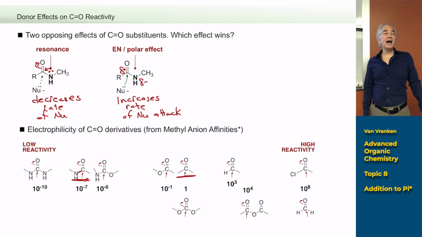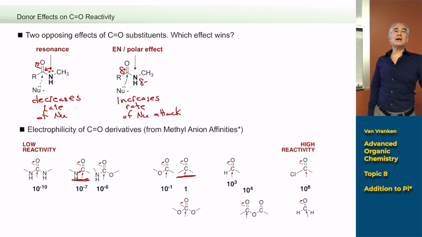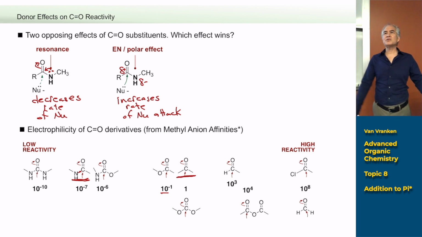The amide is less reactive. It's 10 million times less reactive. It's 10 million times harder to add to an amide carbonyl. So which effect wins? Yeah, resonance is more powerful here. Resonance wins. The resonance effect deactivates the carbonyl more than the polar effect activates it. Now, the effect is not quite so large with oxygen because oxygen is way more electronegative. So you can see the ester is less reactive, but not by 10 to the 7. It's only 10 times less reactive, but that's still substantial.